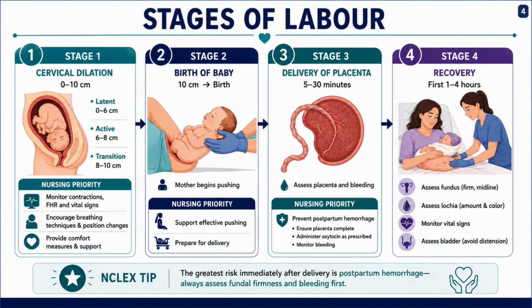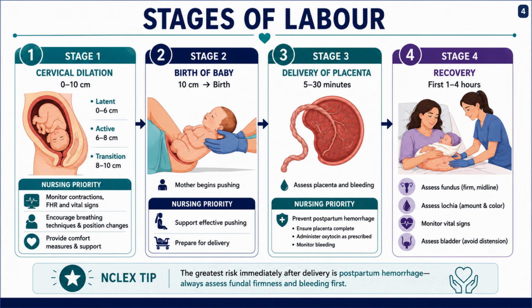Stages of labor. Labor is divided into 4 stages, and understanding each stage helps nurses anticipate the needs of both the mother and the baby. Stage 1 begins with the onset of true labor contractions and ends when the cervix is fully dilated at 10 centimeters. It has 3 phases.